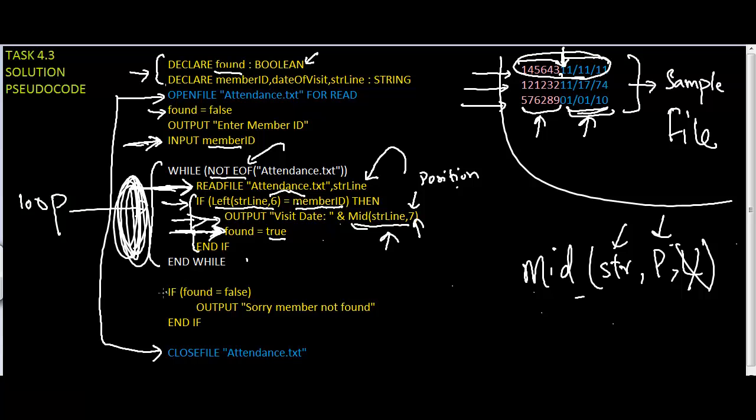So this is going to keep happening as long as the loop is running. Once the loop is over, we have this statement. What if found was not equal to true? What if that member had no visits, right? So his data was not found in the file. In that case, we are going to output this message, and finally we are going to close the file.